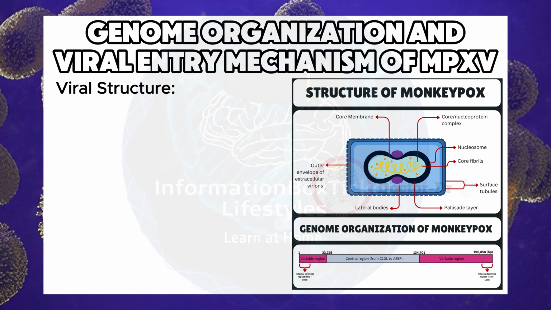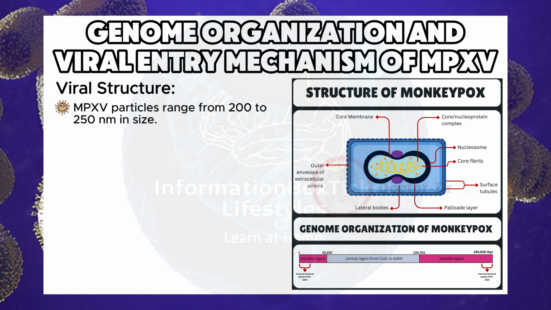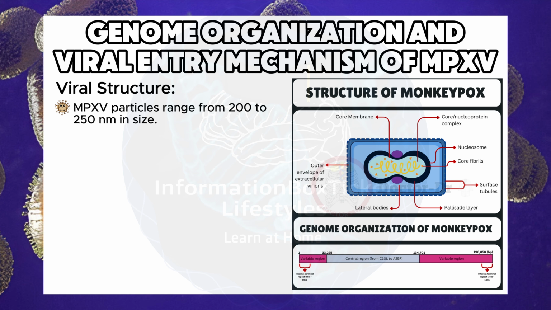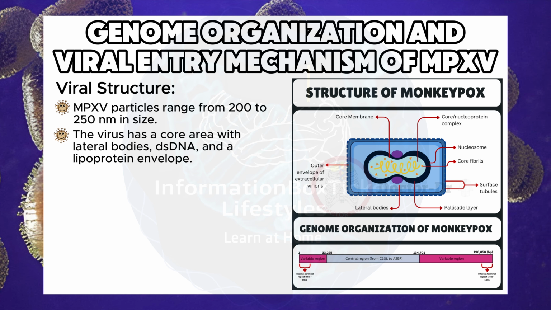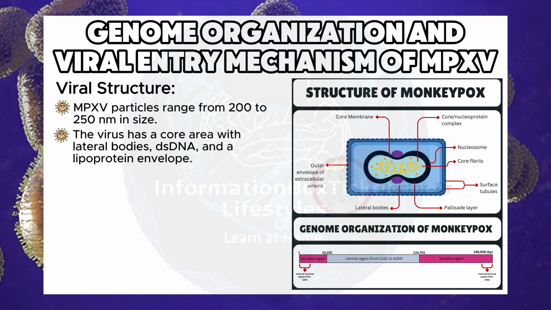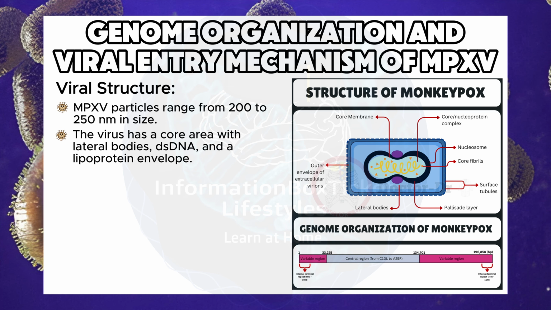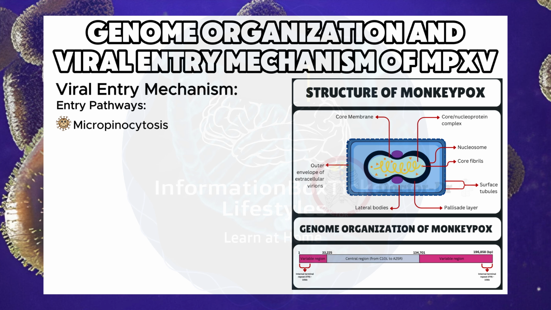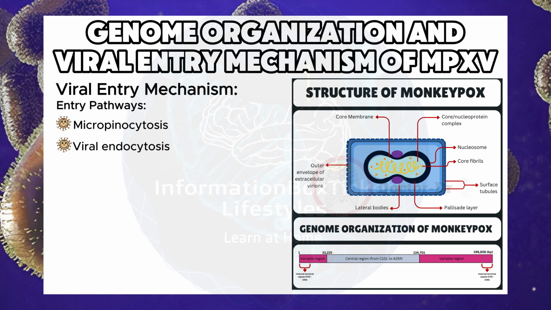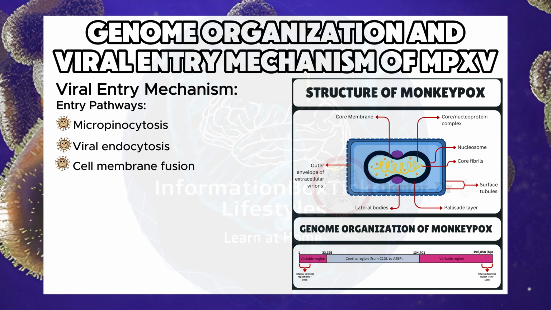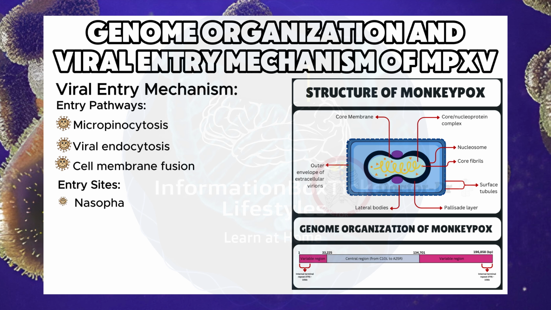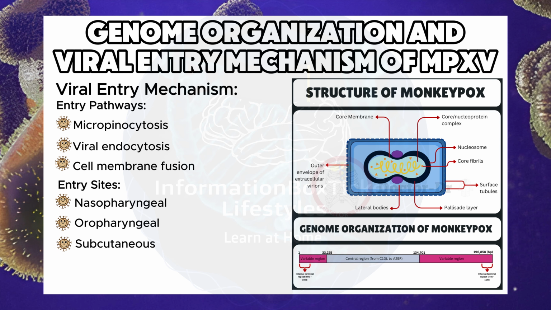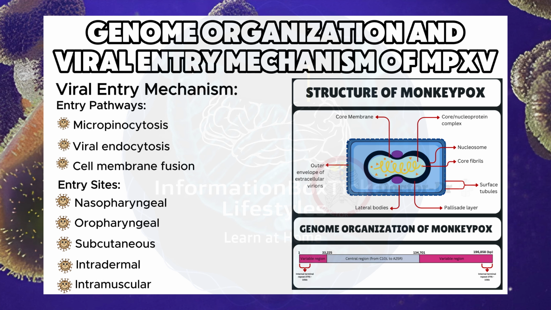Viral structure. MPXV particles range from 200 to 250 nanometers in size. The virus has a core area with lateral bodies, dsDNA, and a lipoprotein envelope. Viral entry mechanism, entry pathways: macropinocytosis, viral endocytosis, cell membrane fusion. Entry sites: nasopharyngeal, oropharyngeal, subcutaneous, intradermal, intramuscular.